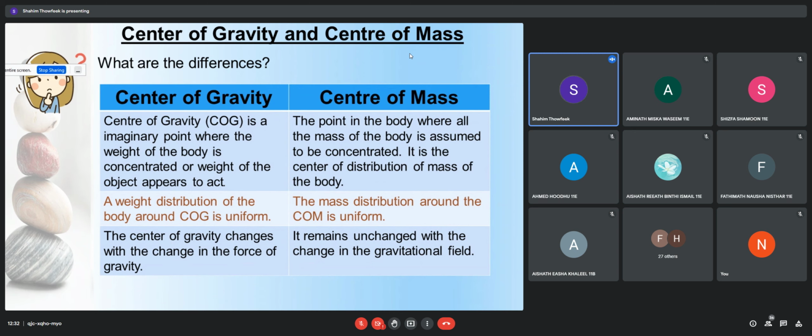Okay. These differences are important, and those two concepts are the last two topics we have to discuss.